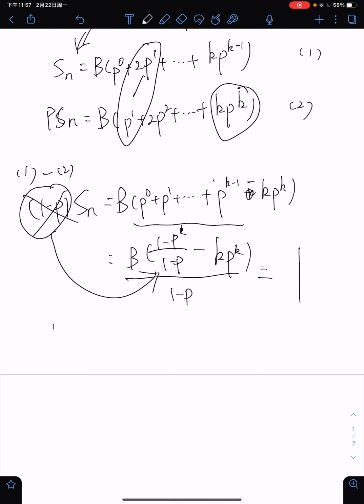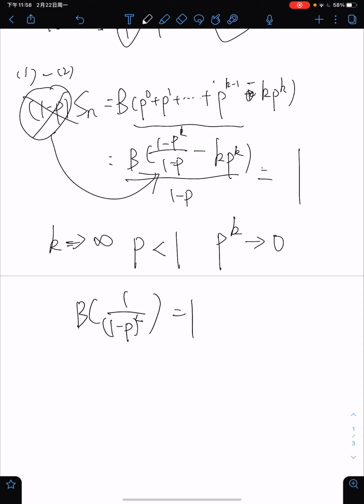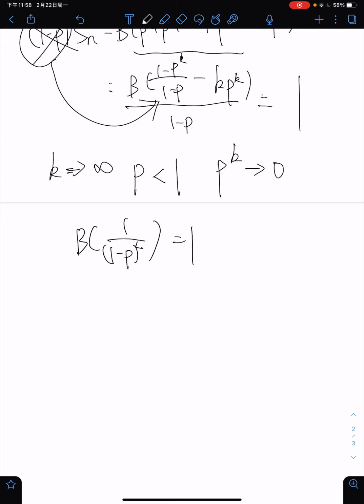when k goes to infinity, because p is less than 1, p to k will go to 0. So we can just change this formula to this way. And it's very easy to calculate. So b equals to 1 minus p to 2.